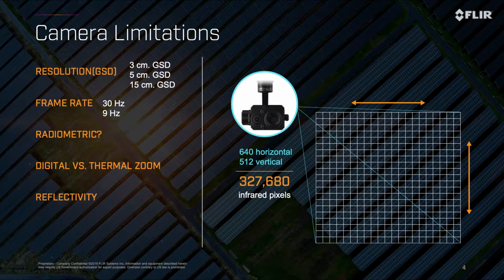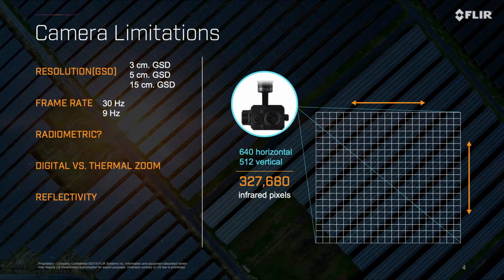Thanks, Austin. The next topic is digital versus thermal zoom. Many of you are going to be flying dual sensor EO/IR cameras. You need to realize that when you see 5x zoom, that's actually the optical sensor that's doing the zoom and not the thermal. So the thermal image is not actually zooming and maintaining those pixels on target.